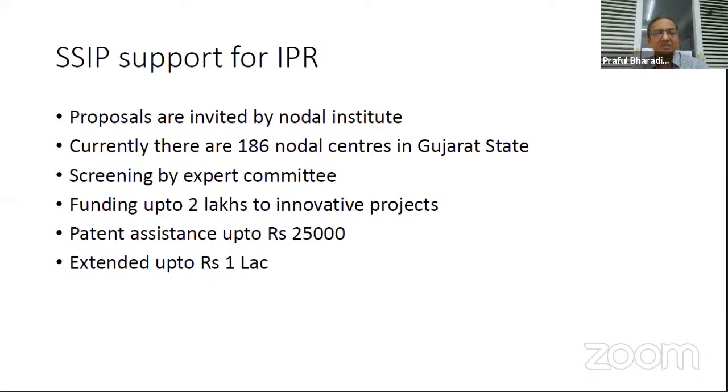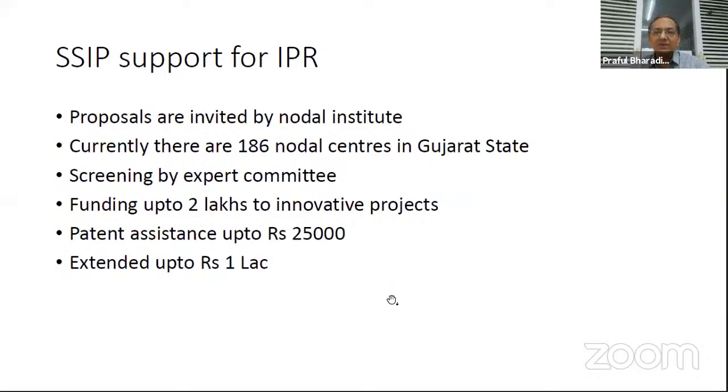So that's called proof of concept. So the funding up to 2 lakhs is primarily for developing proof of concept on any ideas which you may have. Then you want to build up a prototype. So the prototype can also be built from that support of 2 lakh rupees.